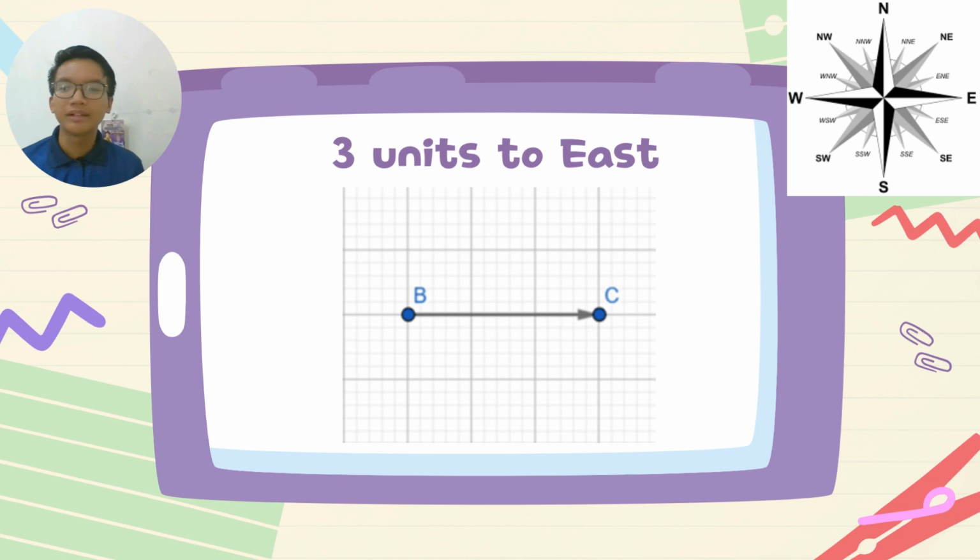So let us take a look at this sample question. For this vector, the value will be 3 units to the east, where the magnitude of this vector is 3 units and the direction of this vector is to the east.